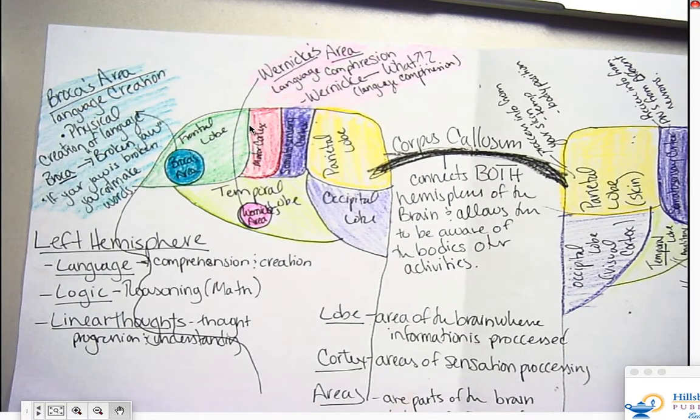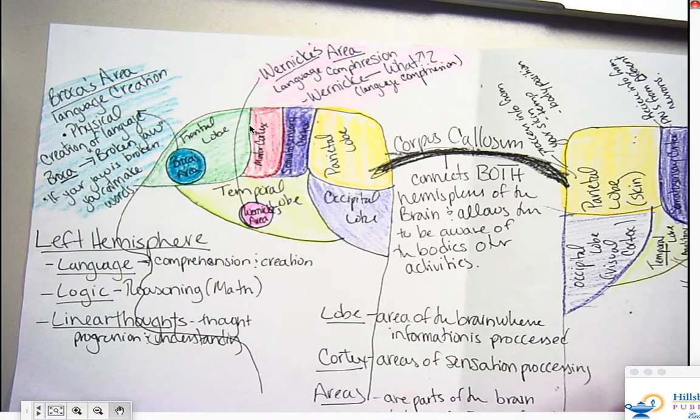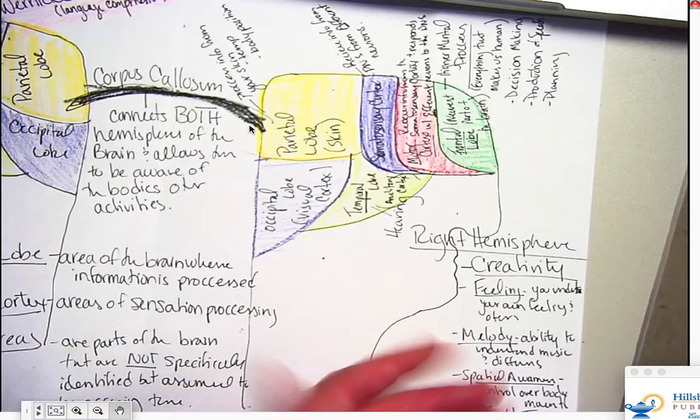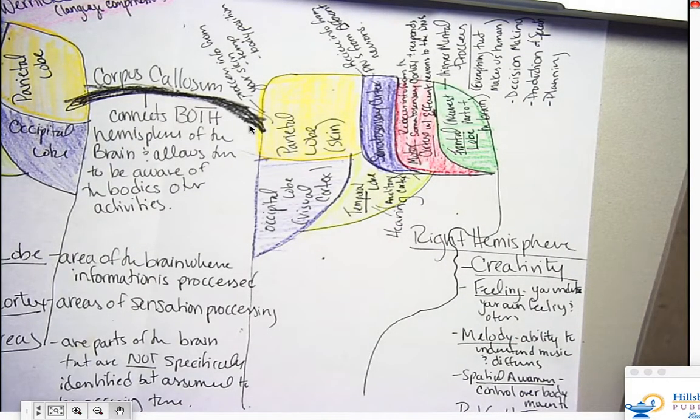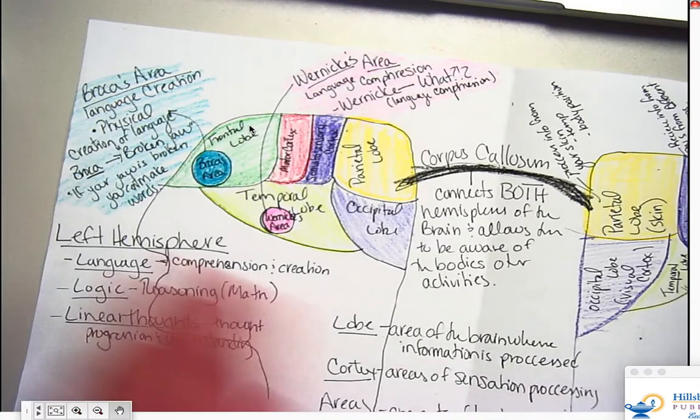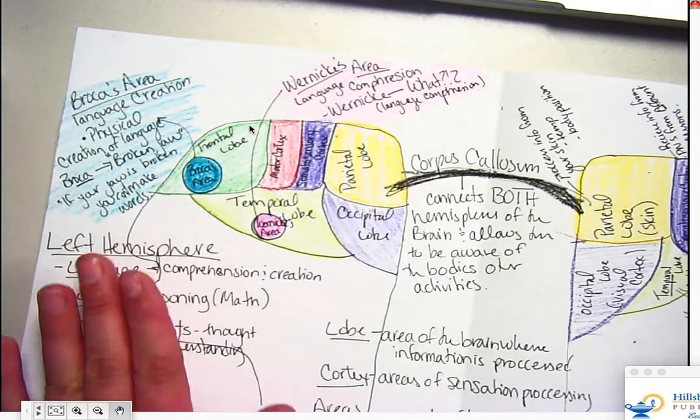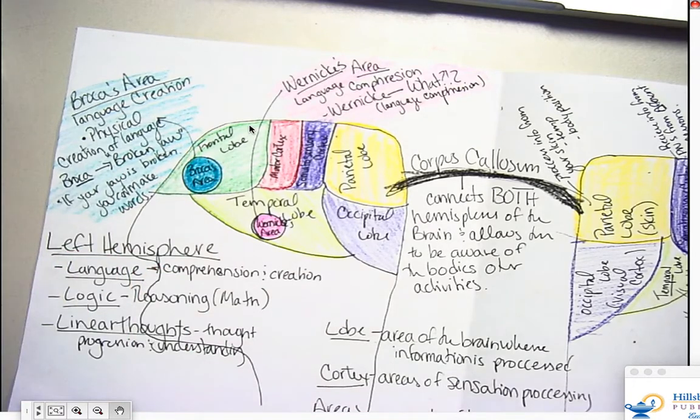The left side of your brain, you can raise your hand and tell me, what is it in control of? What do you got? Bella? Your language and logic and your thoughts. Linear. Language, linear, logic. Everything that starts with an L comes from the left hemisphere, okay? Your right side is majority going to be what? Creativity, okay? Feelings, melody, spatial awareness, those are your big things from your right. If it sounds like language, linear, and logic, that is easy to remember. Left, everything else, throw to the right.